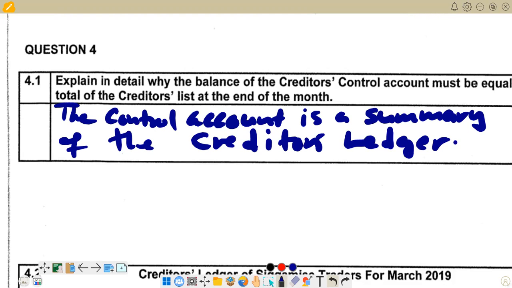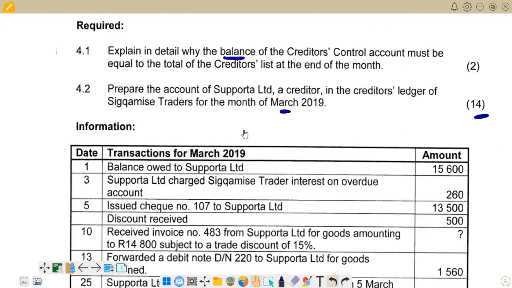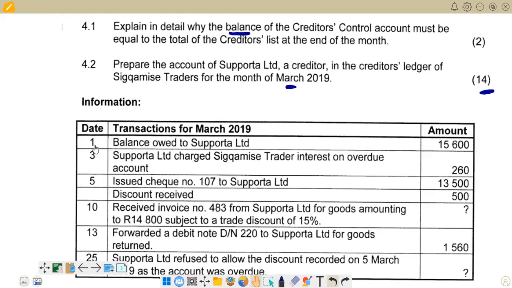We can move on to our next question, which is 4.2. Prepare the account of Supporter Limited, a creditor in the creditors ledger of Singami Traders for the month of March 2019. This question is 14 marks. So we go down to check the information that we are given. This is the 1st of March: balance owed to Supporter Limited, which is 15,600. This is the balance that the business is owing to Supporter Limited as a creditor.